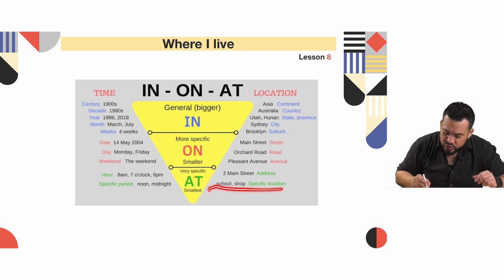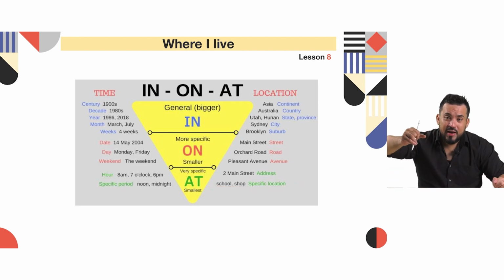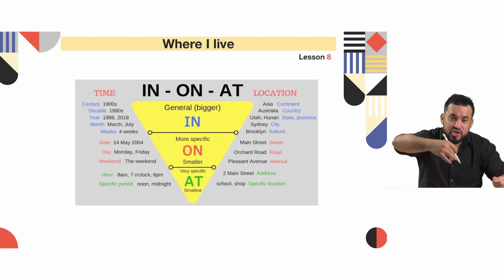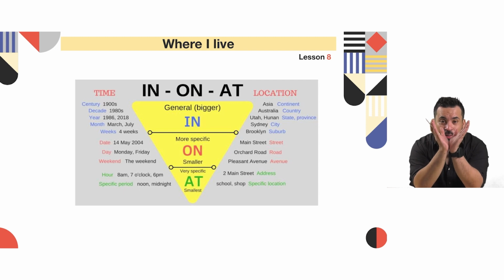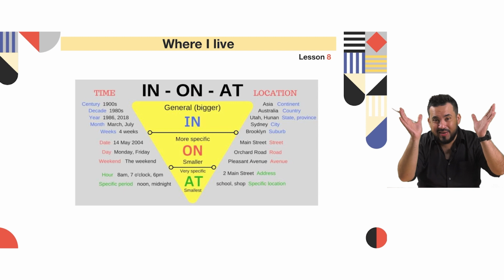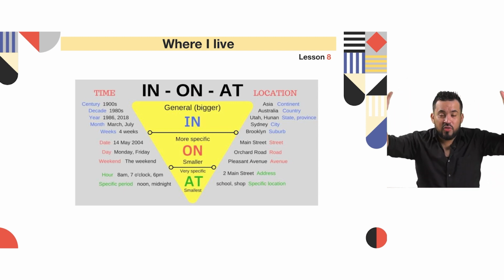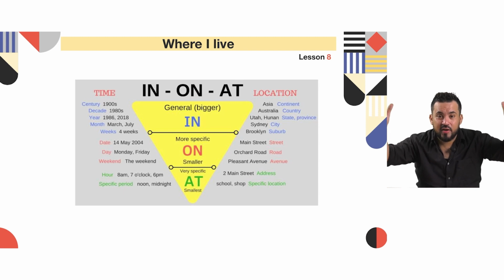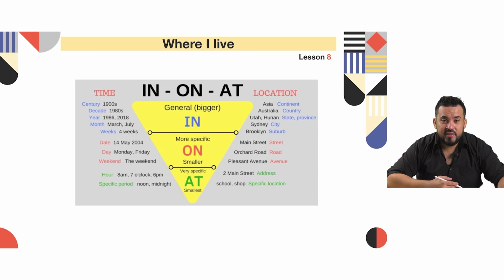We also use it for specific locations, like I'll meet you at the park, I'll meet you at the park near the shop, or any specific places. So "at" is for very specific places, "on" is for less specific but still kind of specific, and then "in" is for the largest part of the triangle, which talks about countries, continents, cities.